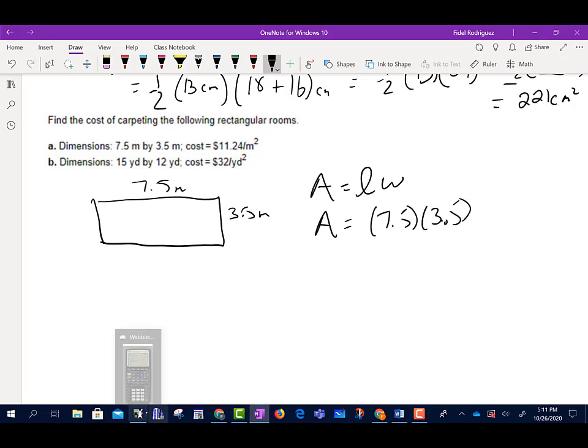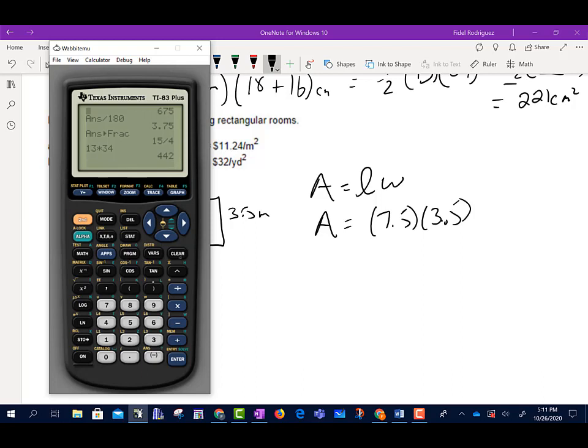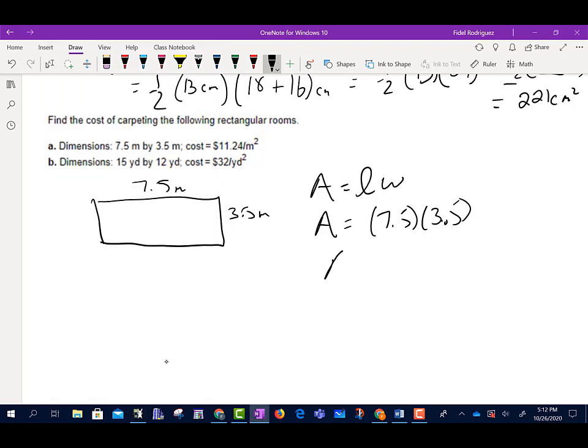I'm going to use my calculator for this. So let me clear that out. There's just a lot of mess on there. 7.5 times 3.5. And so my area is 26.25 meters squared. Now we're trying to find the cost, okay? And it says the cost is $11.24 per square meter.